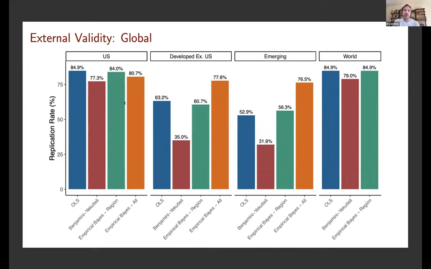So the first panel here is a summary of what I was showing you for the US data before. We should focus on the orange bars here because those are our full posterior considerations, right? When we've looked at global data, if we look at a developed ex-US sample, 77.8% replication rate. Emerging markets, almost the same. And the world as a whole, we see that 85% number.